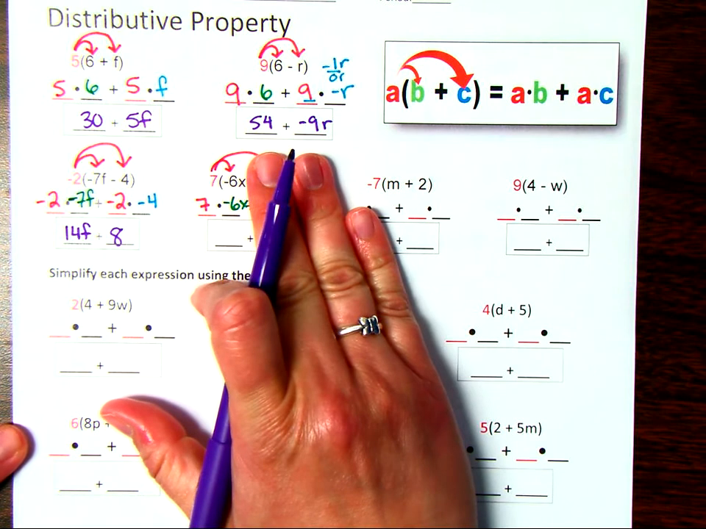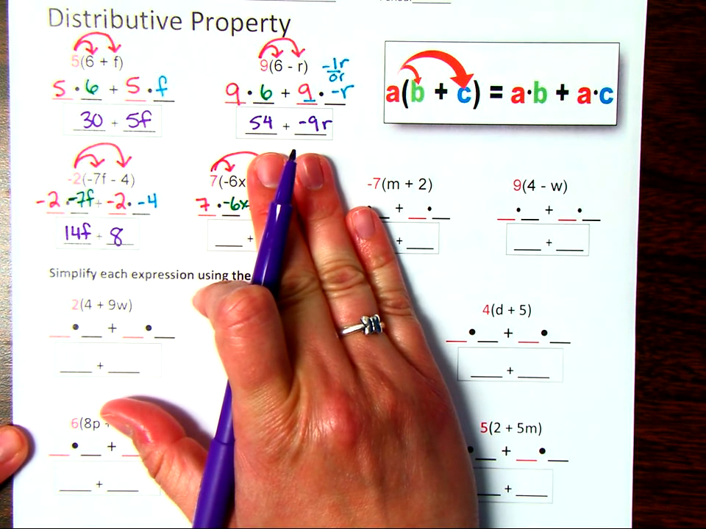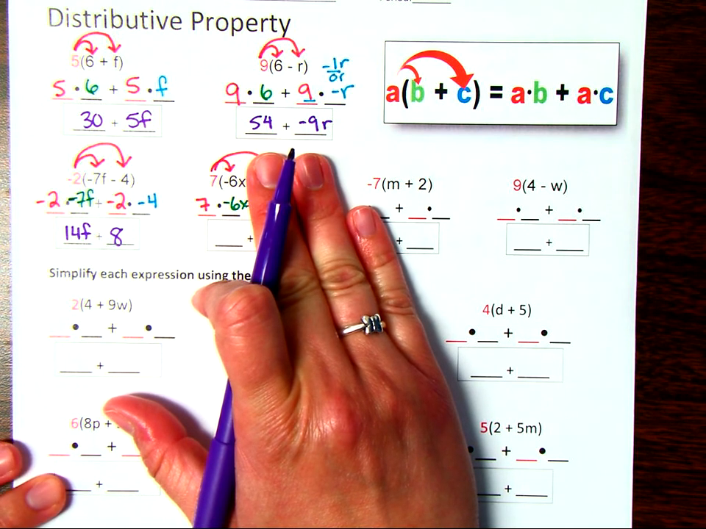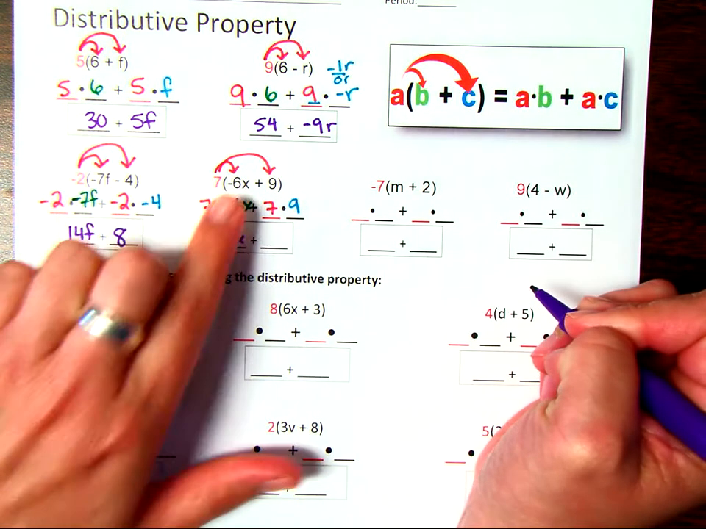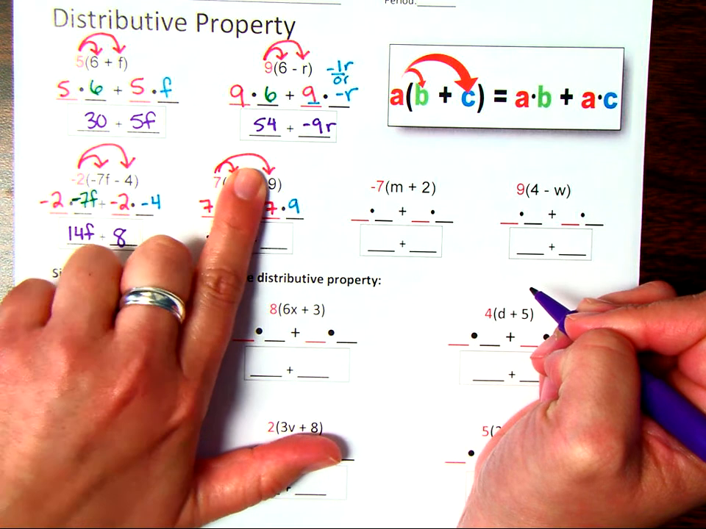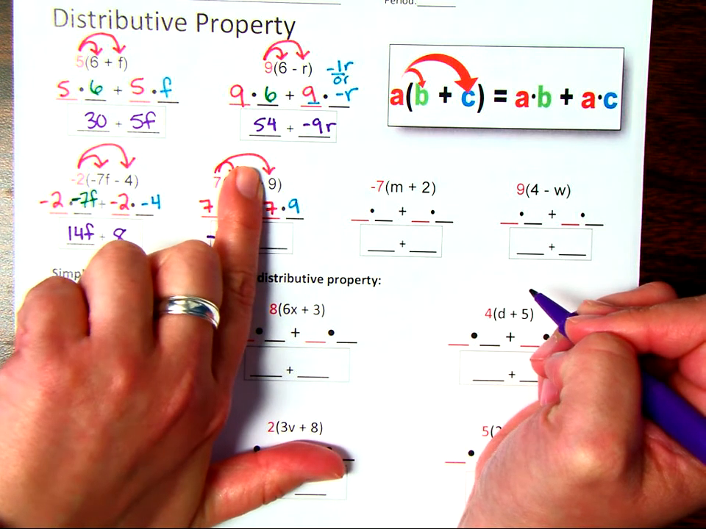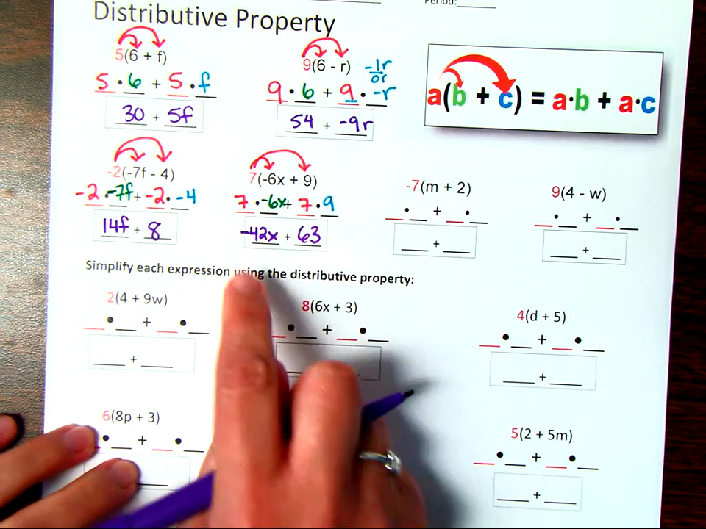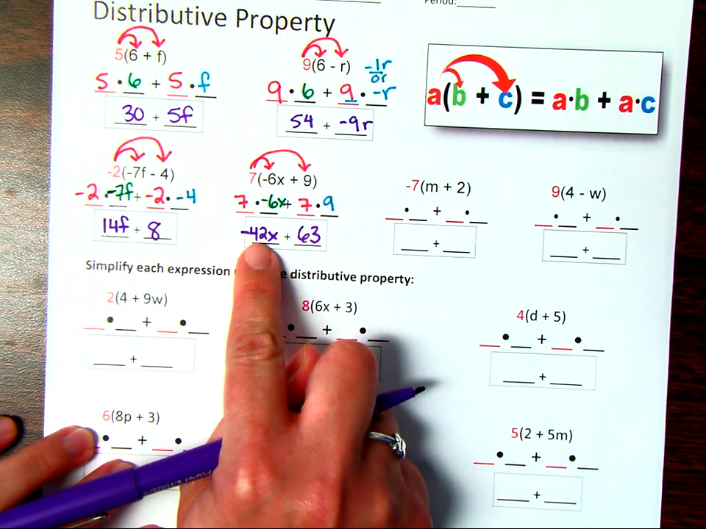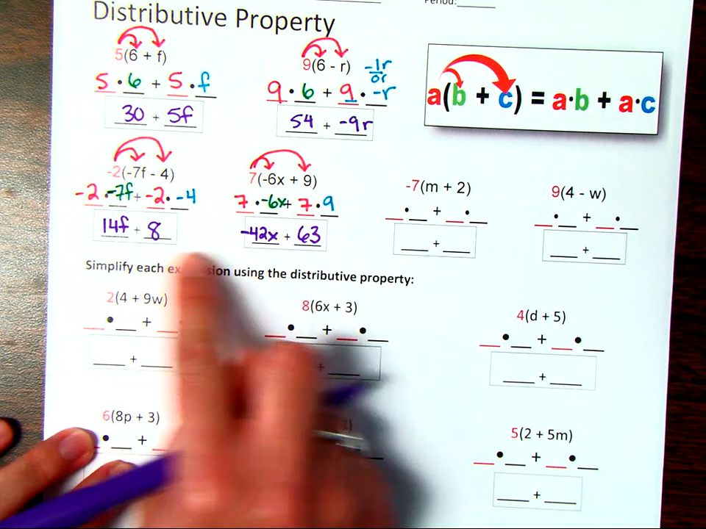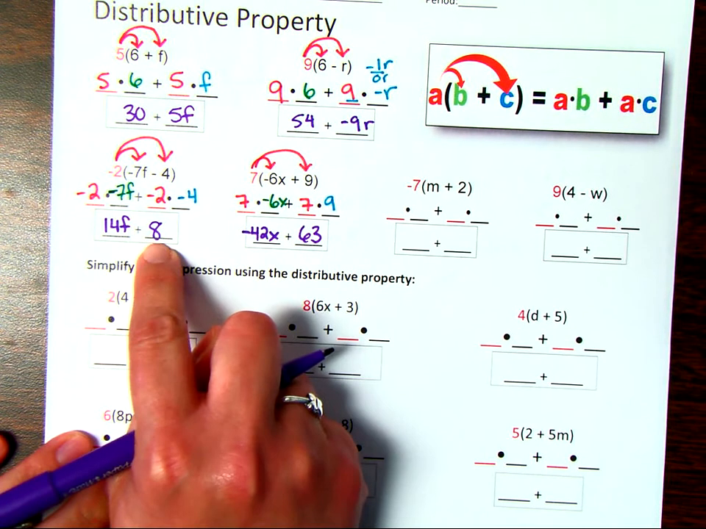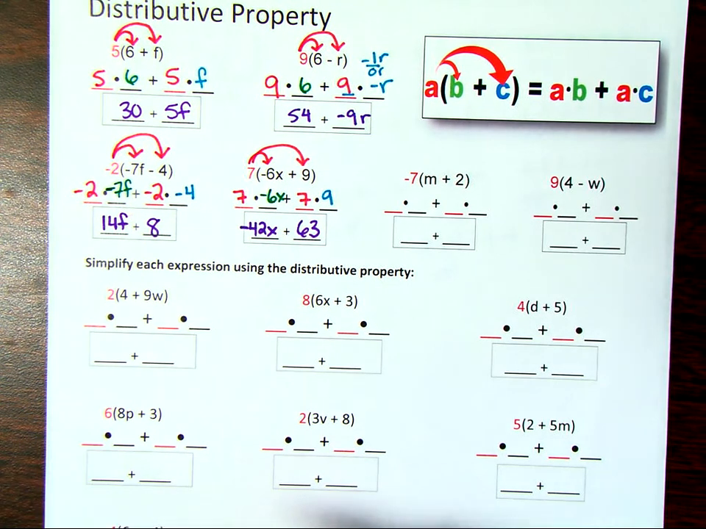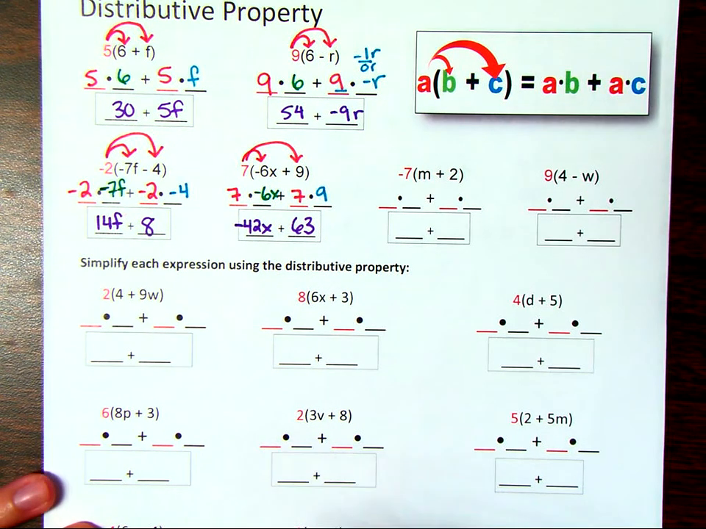So 7 groups of negative 6x, 7 times a positive times a negative is a negative. 7 times 6 is 42, so it's a negative 42x. And then the 7 is being distributed to the 9, so 7 groups of 9, or 7 times 9, is 63. That's all we can do because we cannot combine x's with positives. We can't combine x with positives or integers, constants in this situation. So that's all we can do. That comes back to our combining like terms. Okay, so that's all we can do at that point.